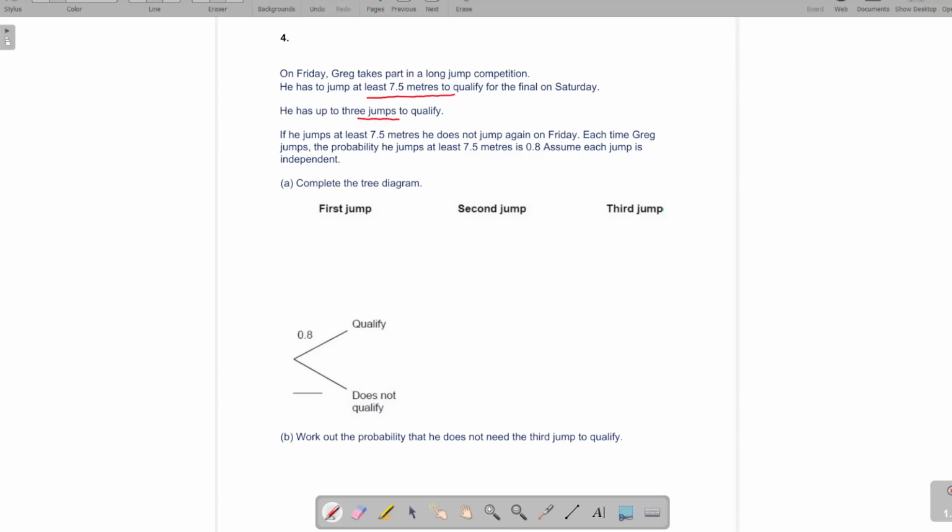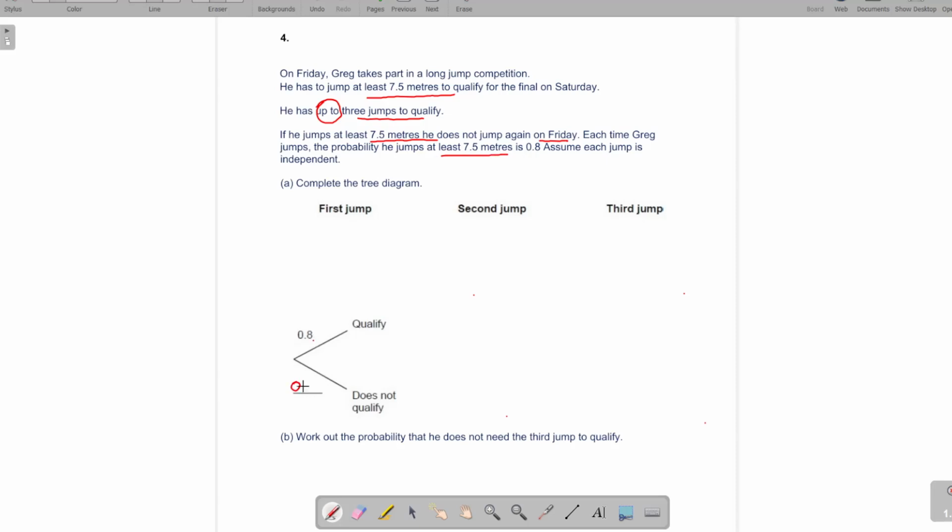He has to have 3 jumps to qualify, up to 3 jumps. If he jumps at least 7.5 meters, he does not jump again on Friday. So if he jumps once, 7.5 meters, he qualifies, so he doesn't have to try the other jumps. Each time Greg jumps, the probability he jumps at least 7.5 meters is 0.8.